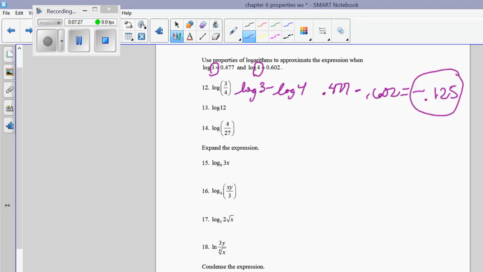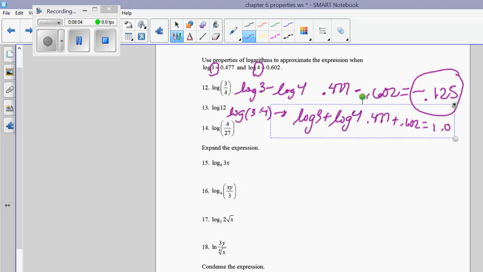All right, now number 13 is different. It says log of 12, and you're like, 12? They didn't give me 12. But they did give us 3 and 4, and we are smart. And we know that 3 times 4 is in fact 12. And we learned that multiplication is really just addition. So this is the log of 3 plus the log of 4. So now you get that value for the log of 3, which is 0.477, and you add it to the 0.602. And when we add those, I think we get 1.079.